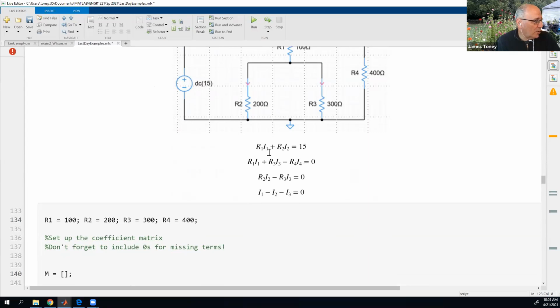Okay, R1, R2, 0, 0. R1, 0, because there's no I2 term here. R3 minus R4. 0, R2 minus R3, 0. 1 minus 1 minus 1, 0. That's the matrix. And then the vector, the right-hand sides, 15, 0, 0, 0.